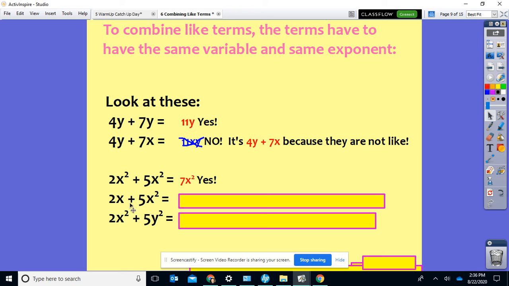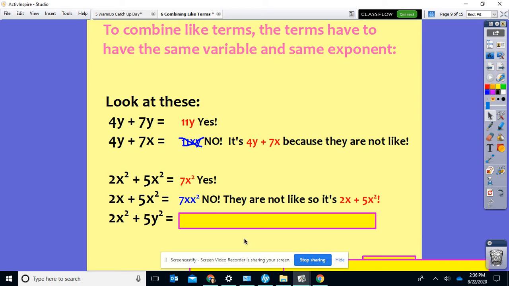This one tricks people sometimes because they say, well, it has the x, but you have to have the same exponent as well. It would have to have an x squared, and this one doesn't. Okay, you can't just put them together. So it's just 2x plus 5x squared.